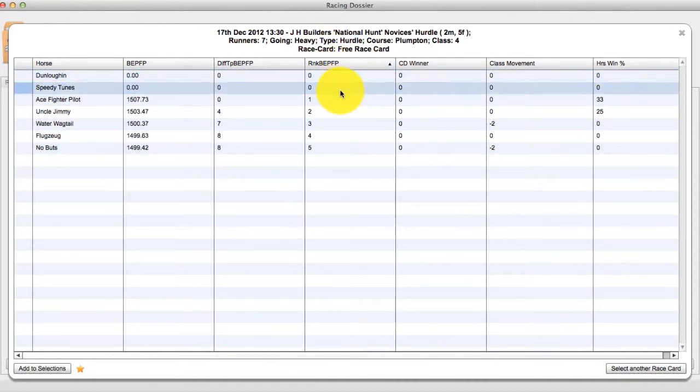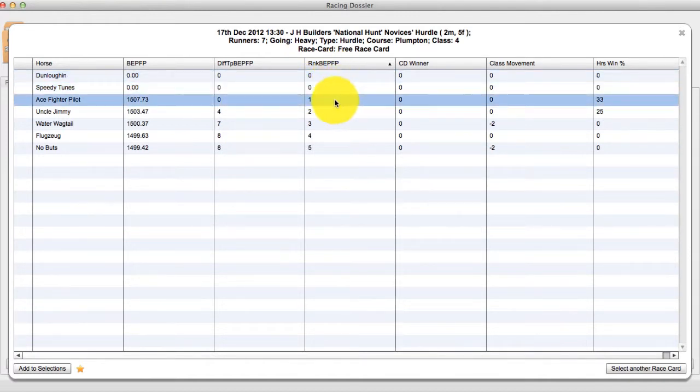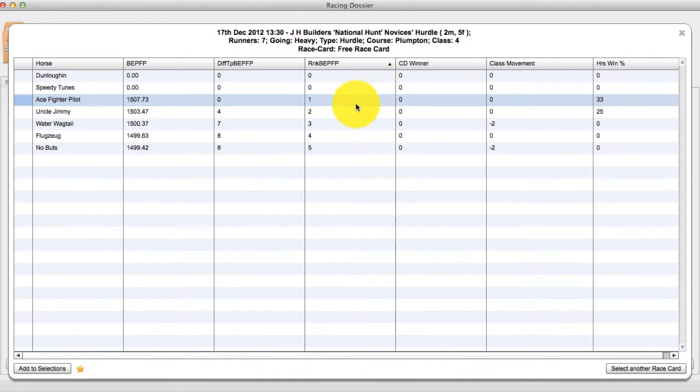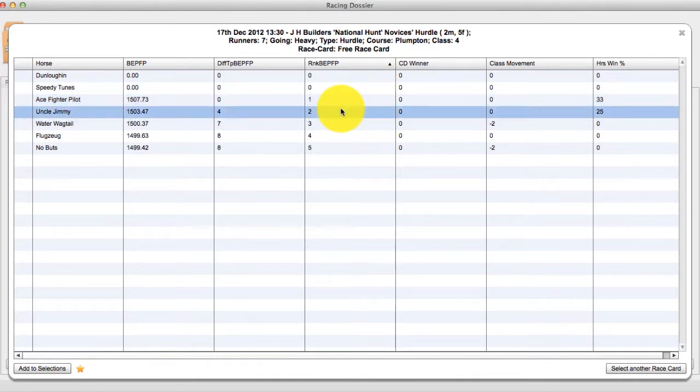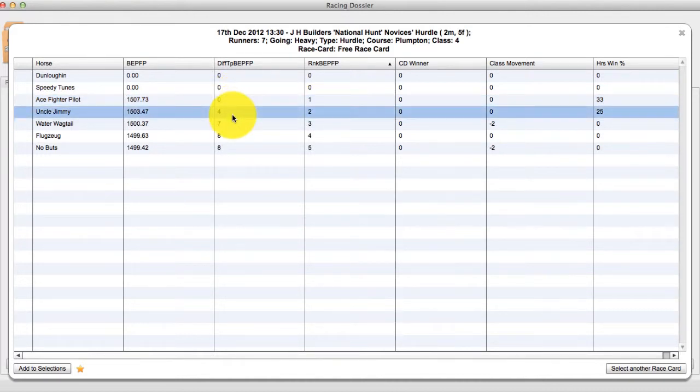We also have 2 runners here we noticed straight away, Dunlowen and Speedy Tunes, who have probably never raced before. It is a novice's hurdle after all, and we're going to need to use the market to see whether they're of any value. Of the rest, we noticed that our 2 big percentage winners, 33 and 25% of their runs they've won, are first and second respectively in our rankings, which is a positive sign. And we notice there's not a huge difference between them.